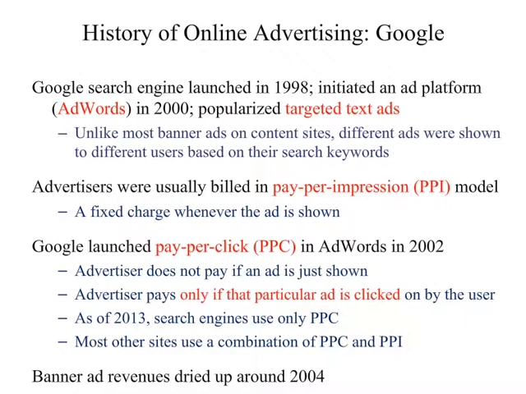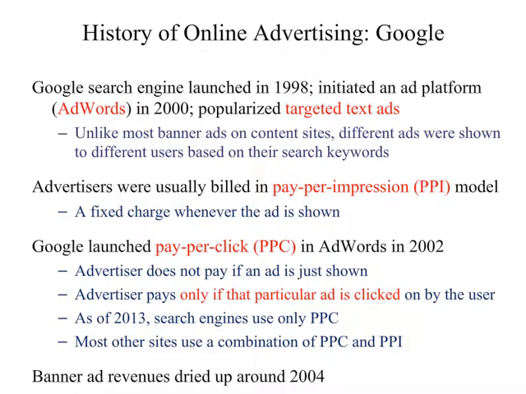Search engines after that had to use pay per click, because advertisers were just not willing to pay per impression, at least on search engines. They had just realized that it's such a better model. If Google can do it, why can't Yahoo? So Yahoo was basically forced to follow suit.